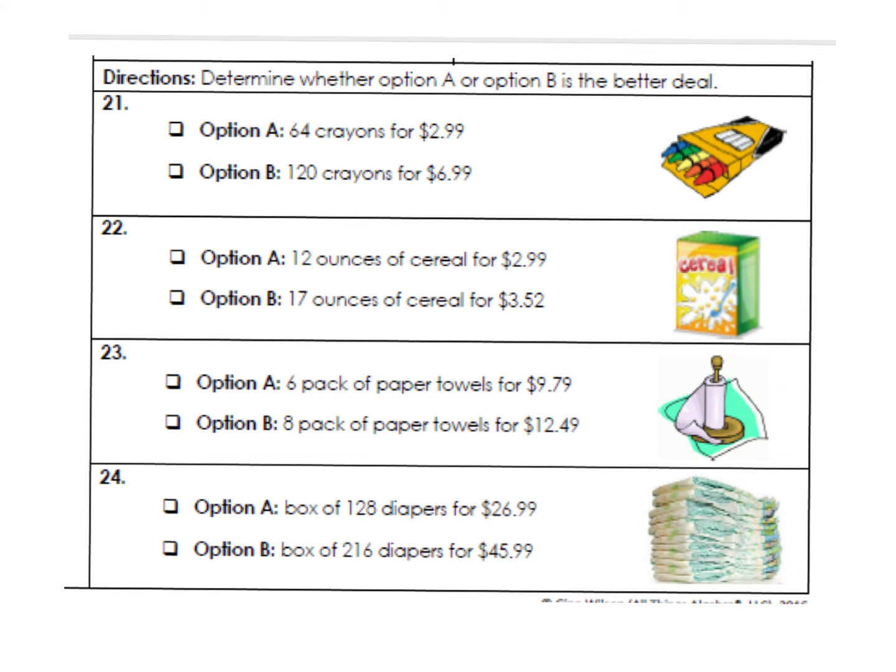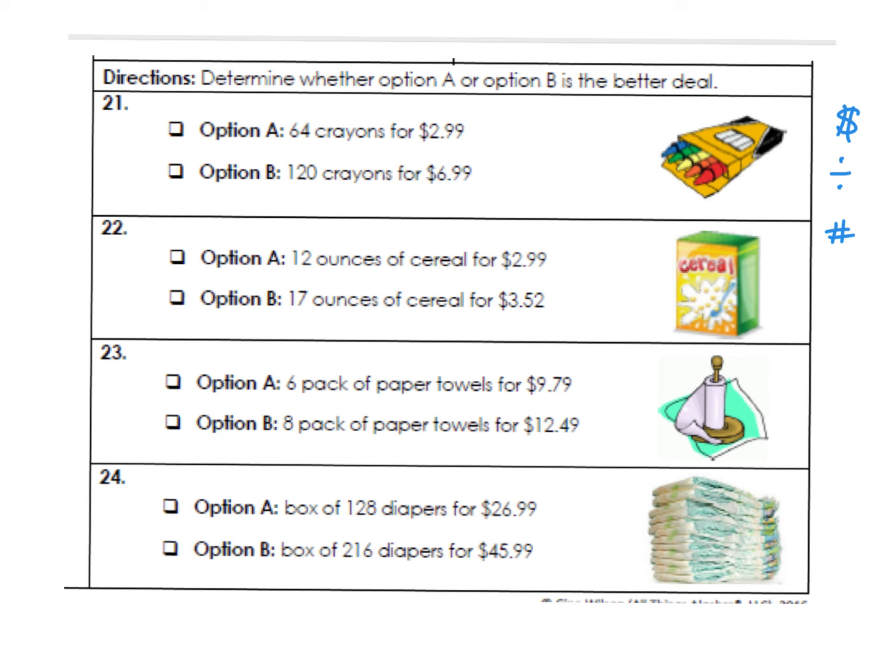So this is the kind of application you're going to put it for when you go shopping. You want to find whether it's a better deal. So again, you're going to take your money and divide it by the number. So what I want you to do is decide whether option A or option B is the best buy for each of these things. Pause the video and then come back and see how you did.